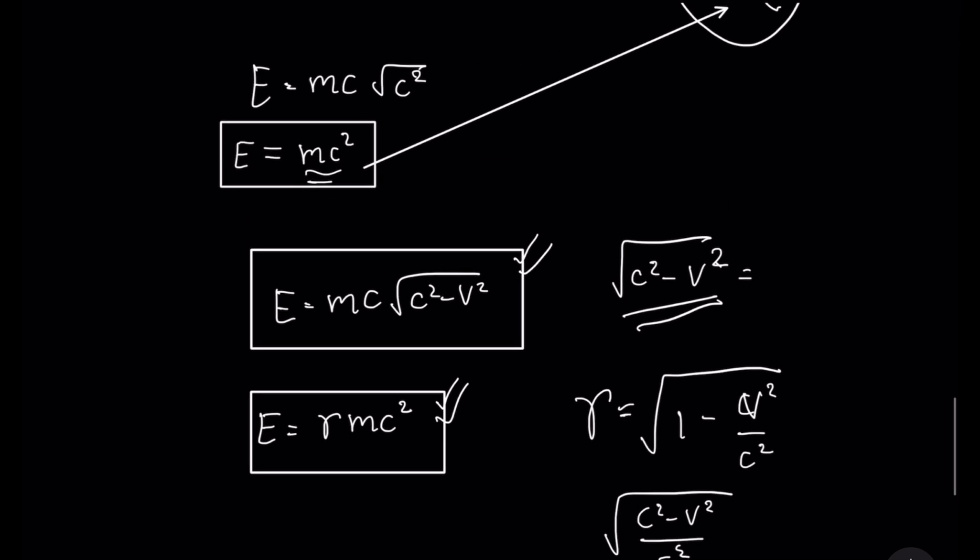So there you have it, the derivation of mc square. E is equal to mc square and E is equal to gamma mc square.